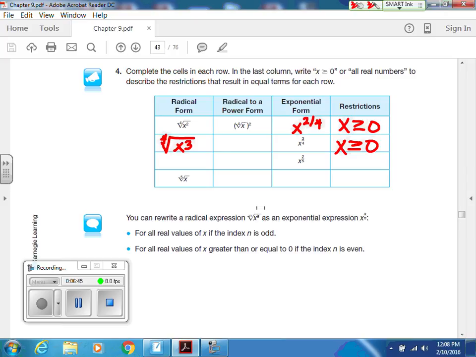Alright, if I have x to the 2/5, what does that look like in the radical? What's the root? 5. What's the exponent? 2. Does that one have any restrictions? Can I put negatives inside of an odd root? Yeah, I can have negatives inside of an odd root. It should be all real numbers, because I can put in negatives or positives. That R with an extra leg on it means all real numbers.